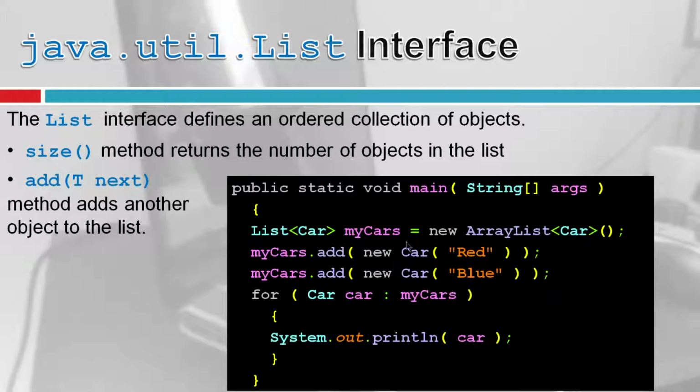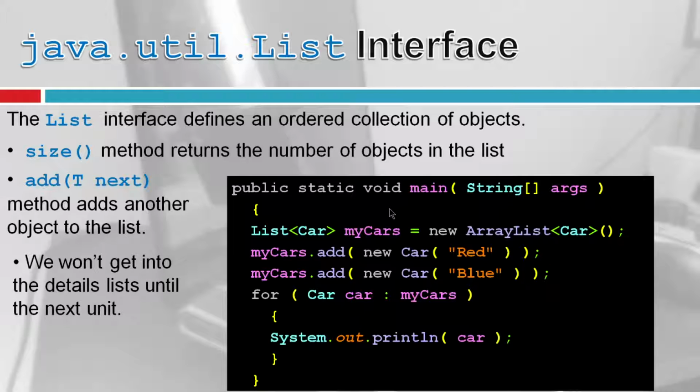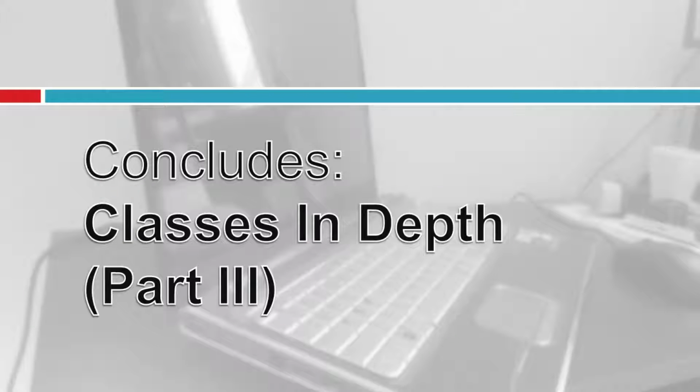So I can create a new list, add new cars, and then iterate through the list. And this is a special for loop that we'll get into later. Again, we won't get into the details for this one, and our labs won't cover this, but this is kind of an introduction to our next chapter where we're going to talk about arrays and lists. So again, we'll talk about this in Unit 6. This concludes Part 3 of Classes in Depth. Thanks for watching.